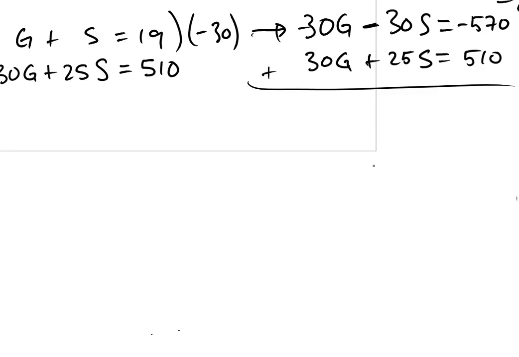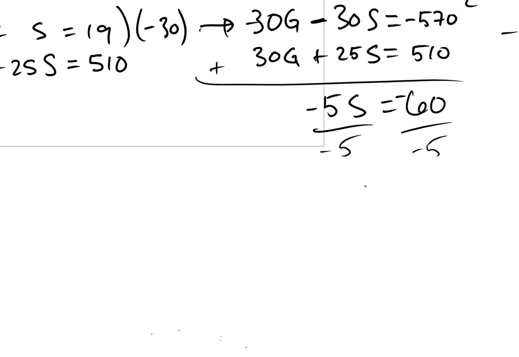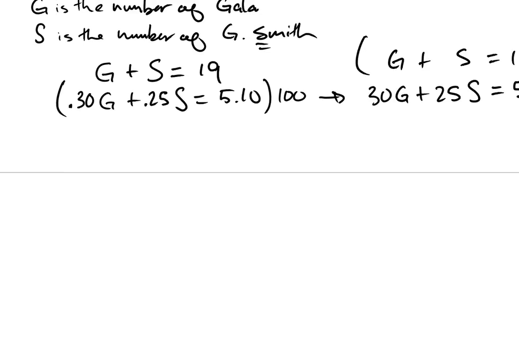This becomes a negative 5S, and over here, what does that equal? Well, I know what that is, don't you? It's 60. So negative 60. Thank you. So if I take both sides and I divide by the negative 5, what do we get for S? So that means right off that I purchased 12 of the Granny Smith apples. Now, if I have 12 of the Granny Smith apples, it's pretty easy to figure out how many of the Gala apples I have. How many do I have? It has to be 7 because these two have to add up to 19.